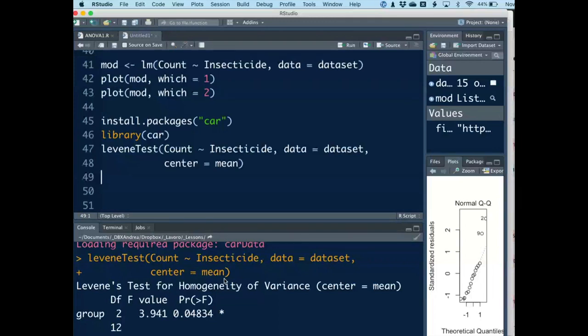So here we have a problem. That's a yes or no decision. Do we have a problem with variance homogeneity? The answer is yes. We have a problem. Houston, we have a problem.